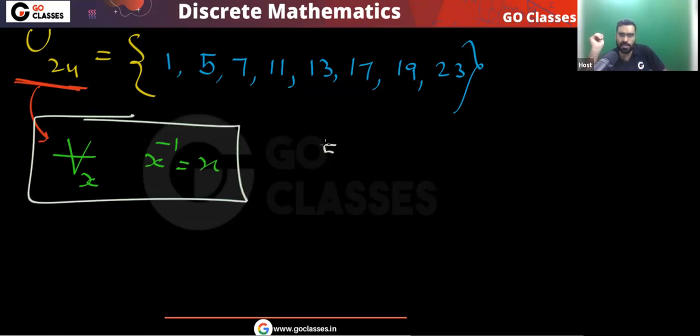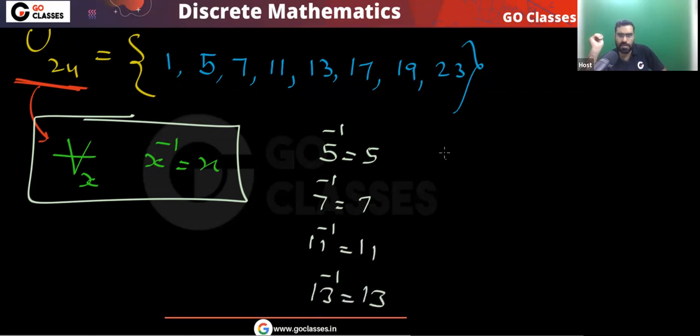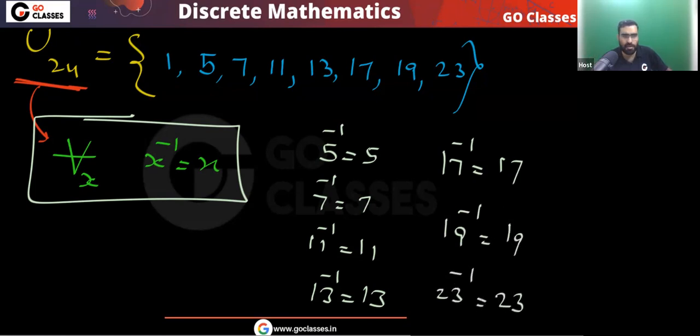Every element means 5 inverse is 5, 7 inverse is 7, 11 inverse is 11, 13 inverse is 13, 17 inverse is 17, 19 inverse is 19, and 23 inverse is 23. So very simple. And you can notice that no element can generate all the elements. Agree? In this, there is no generator.